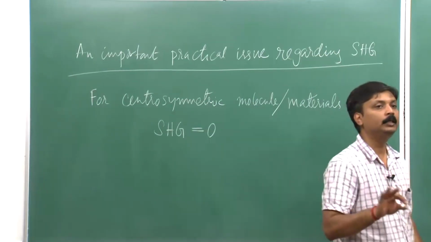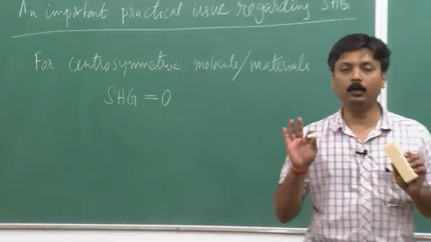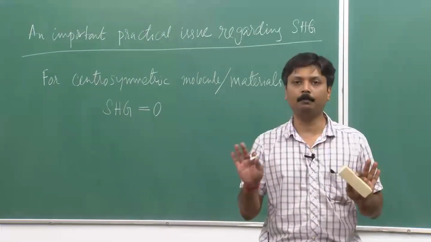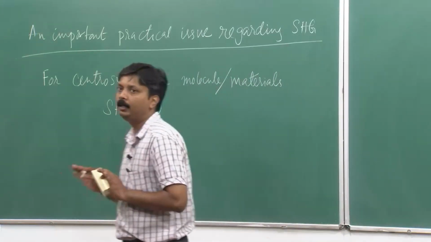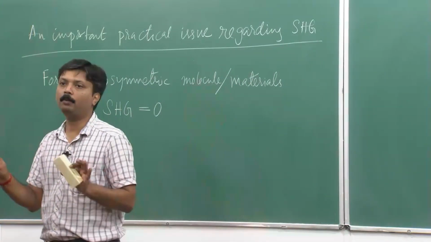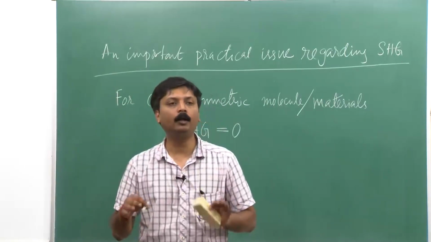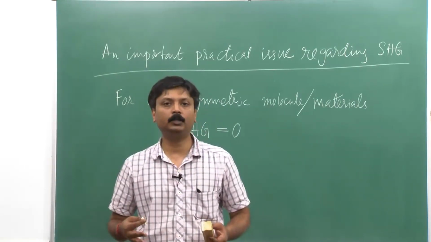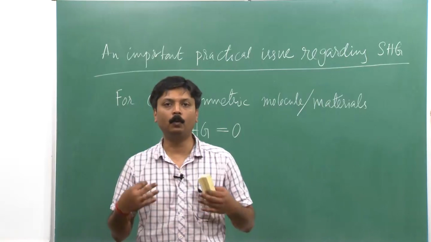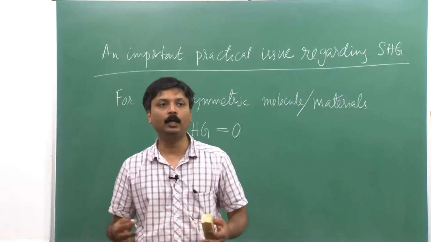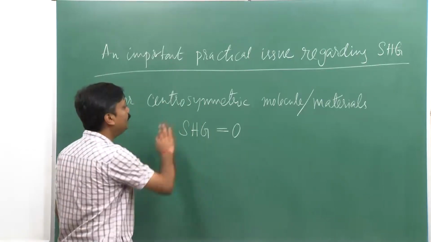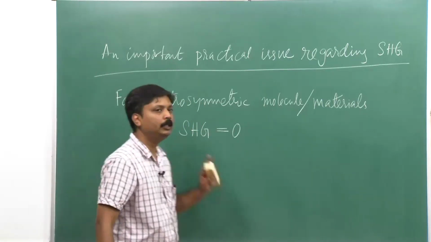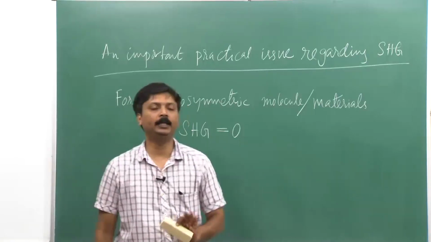So, all this formalism that we are looking at is under electric dipole approximation. If we do not say specifically, everything is under electric dipole approximation, but you should know that formalism based on electric quadrupole or electric octupole or magnetic dipole are possible. Here we are not going to discuss that. So, under electric dipole approximation, SHG is 0 for centrosymmetric molecular materials.